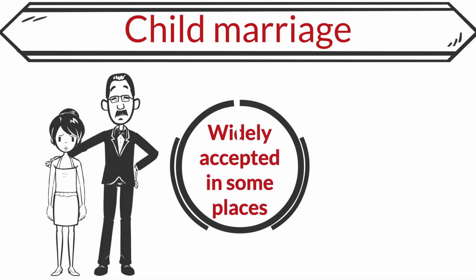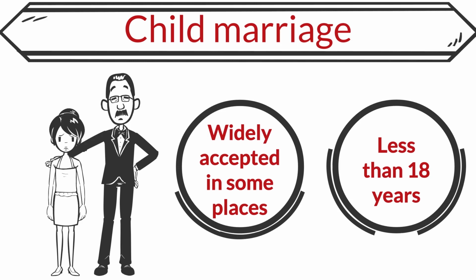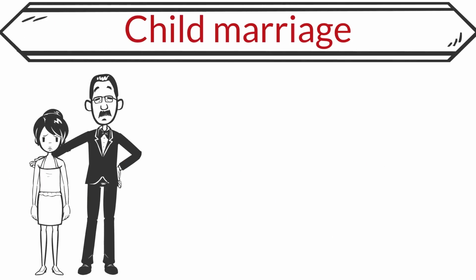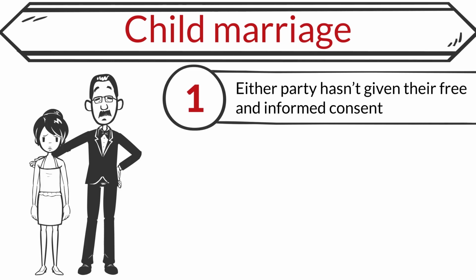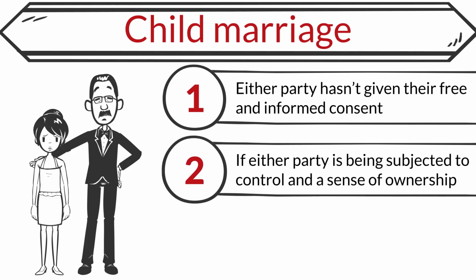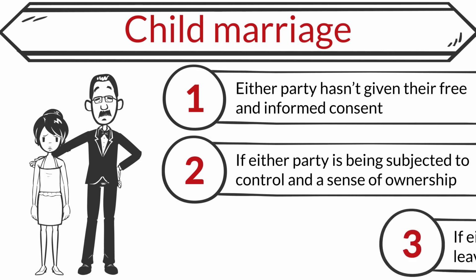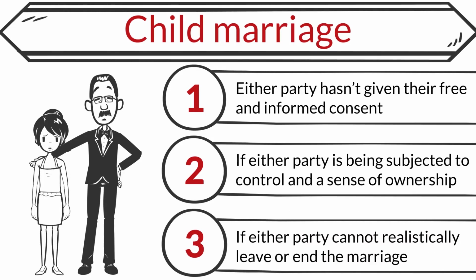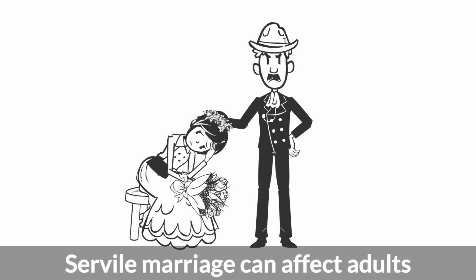Child marriage can be another form of slavery. Although it is legal and culturally widely accepted in some places to marry under the age of 18, if the following 3 elements are present, it is a form of slavery. If either party hasn't given their free and informed consent, if either party is being subjected to control and a sense of ownership, and if either party cannot realistically leave or end the marriage. Servile marriage can affect adults too.